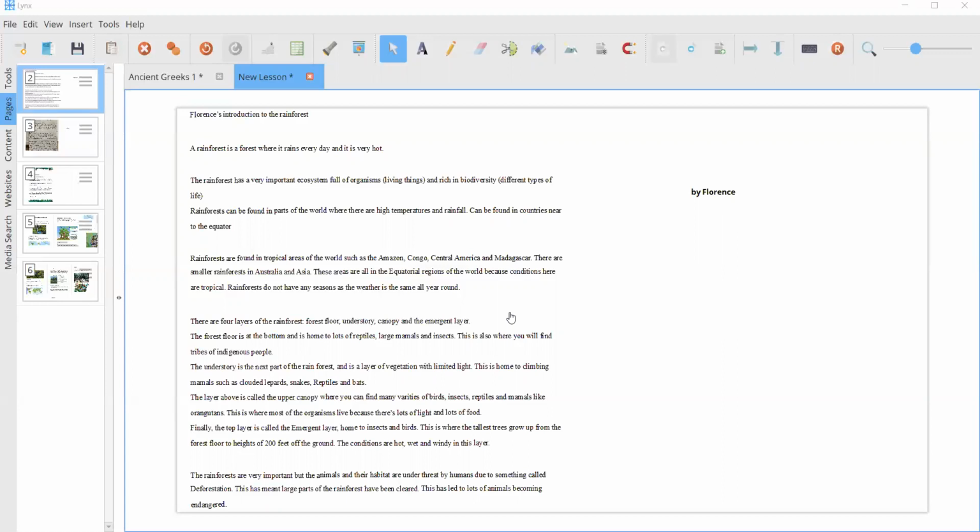And then let's have a look at your conclusion, which mine wasn't a great conclusion. But you've put rainforests are very important, but the animals and their habitat are under threat by humans due to something called deforestation. Very good. That is absolutely brilliant, Florence. I would give you at least 1 team point if you're in school. It's really clear. It's a really well-written introduction, well organized into paragraphs, and you have done some extra research. So that's a fabulous piece of work.